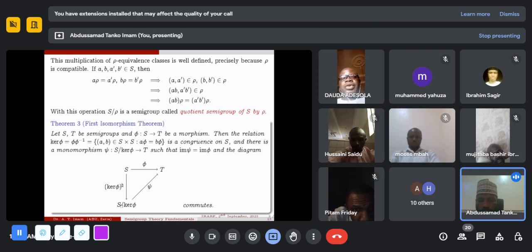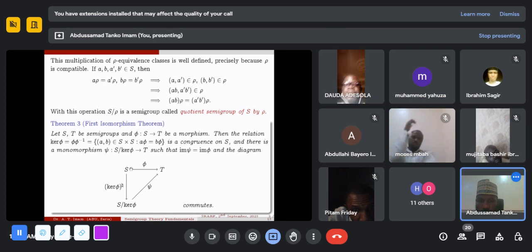So which means there is an isomorphic copy of the quotient semigroup by the kernel into T. So that is what is meant by commutativity of the diagram. This is categorical language. It's just to say that if I compose the natural homomorphism from the kernel with this psi, the result should be equal to phi. That is what it means.